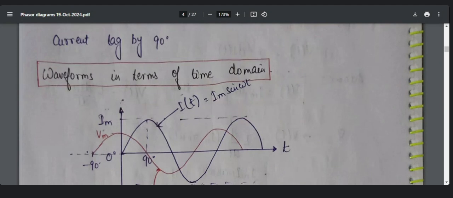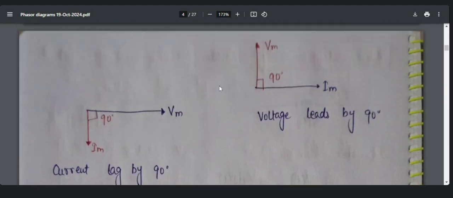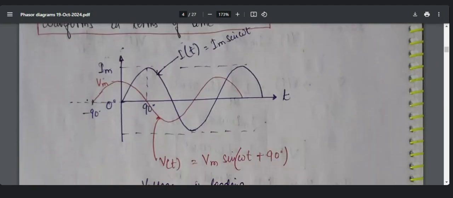So if we want to draw the waveforms of this, then here it is. If we are taking i equal to Im sine omega t, that is, if Im is taking the reference, see here Im is taking the reference. When we are drawing the waveform with the second figure, Im is having 0 degree. See, the blue graph is representing i equal to Im sine omega t. In this case, you will be able to observe that it is starting from 0 degree.